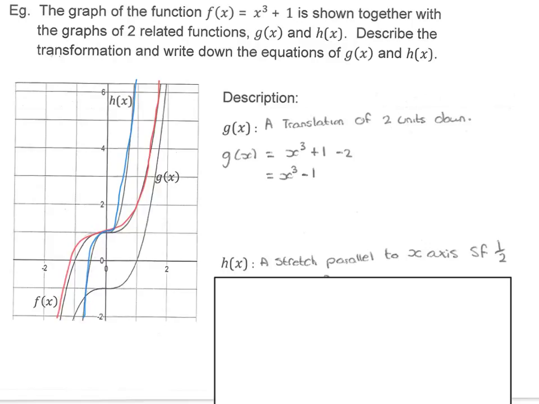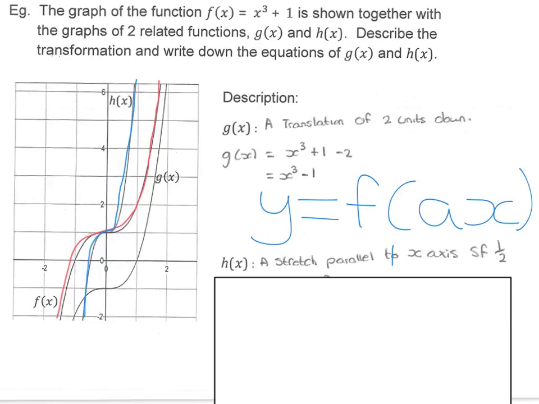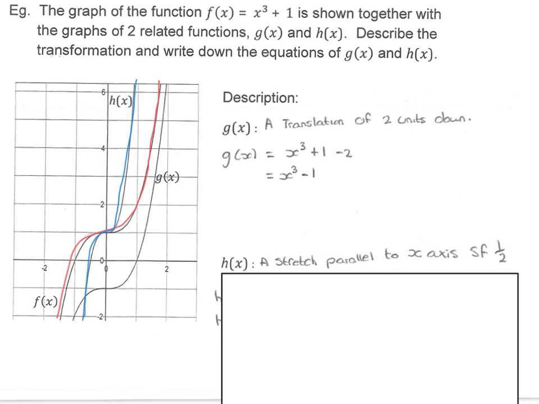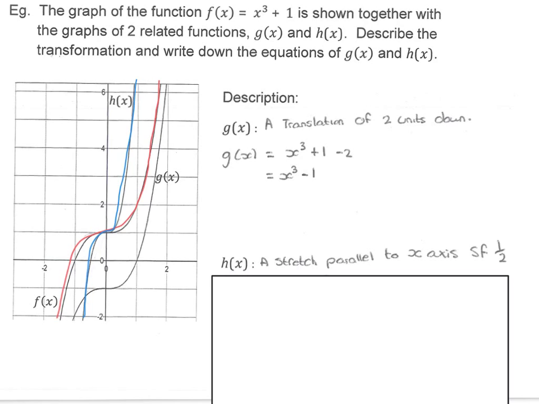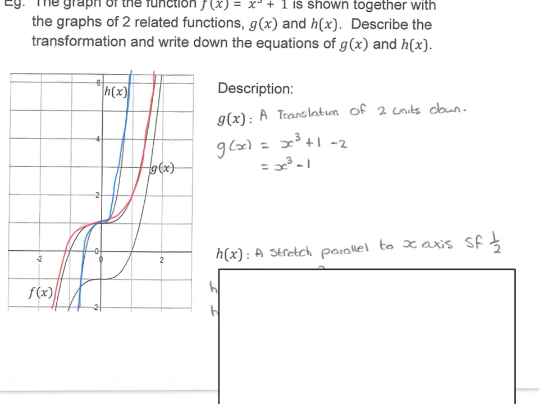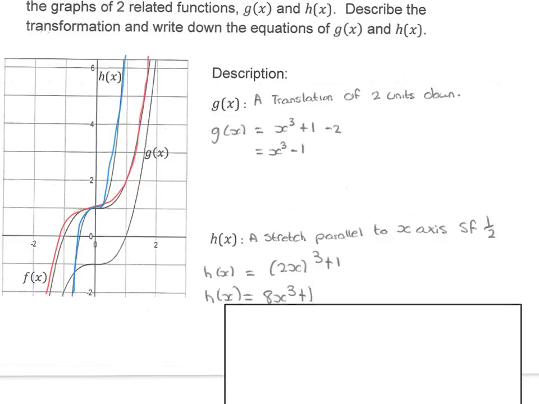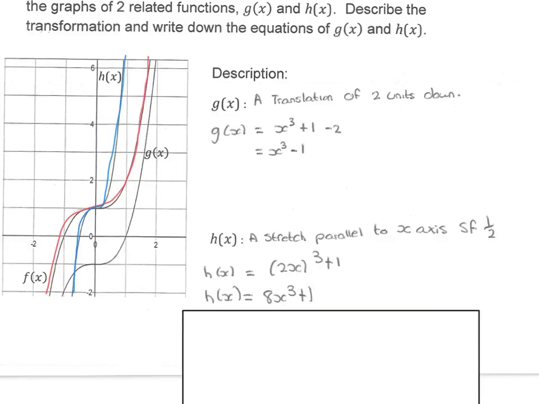Remember, for the equation, if the scale factor is a half, the value of a in your equation, so what we've got is y equals f of ax for x-axis stretches. If the scale factor is a half, the value of a is its reciprocal, so it's 2. So what we're going to do is try and write our new equation. To get the equation for h of x, all we need to do is multiply x by 2. So we need 2x all cubed plus 1. So if we cube 2, we get 8x cubed plus 1 to be our equation.